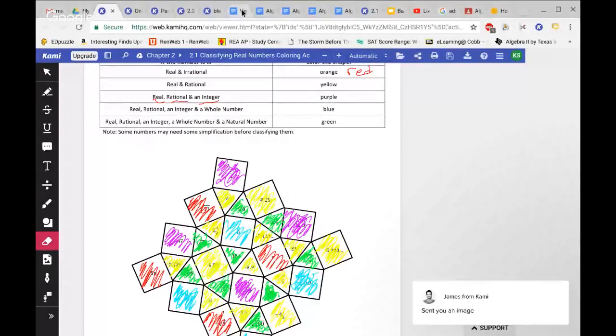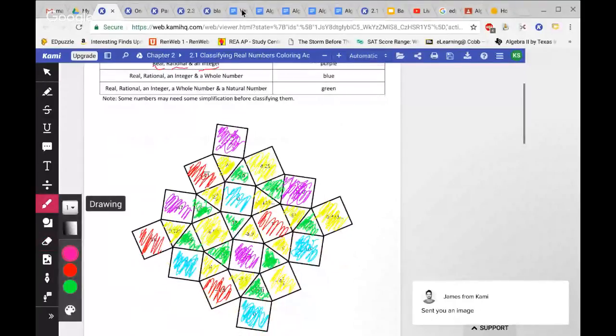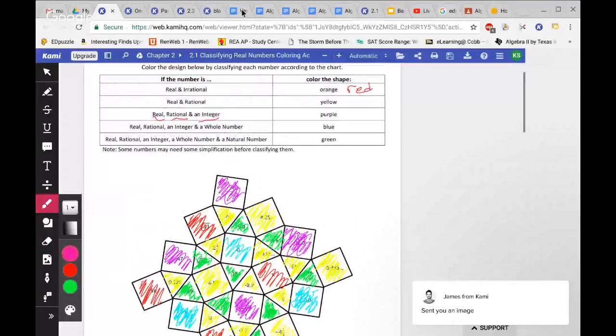Kind of on the Venn diagram that we had. It's not going to be a very good Venn diagram because it's going to be small. So hopefully it'll give you an idea. See how this goes in order? There's a whole number, then there's integer, rational, and real.